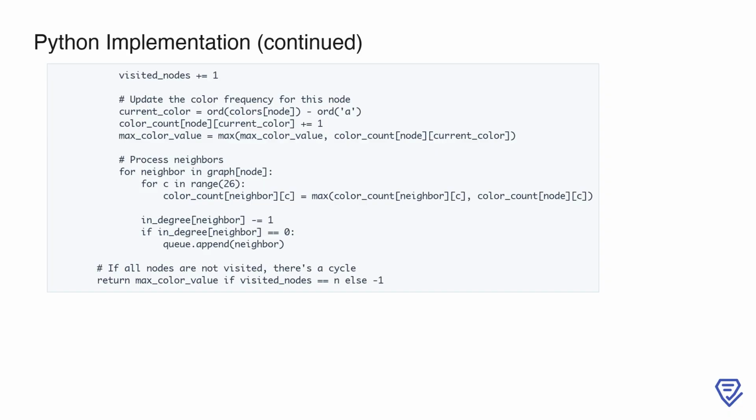After processing all nodes, we check if the visited_nodes count matches the total number of nodes, n. If not, the graph contains a cycle, and we return -1. Otherwise, we return the max_color_value, which represents the largest frequency of any color in any valid path.